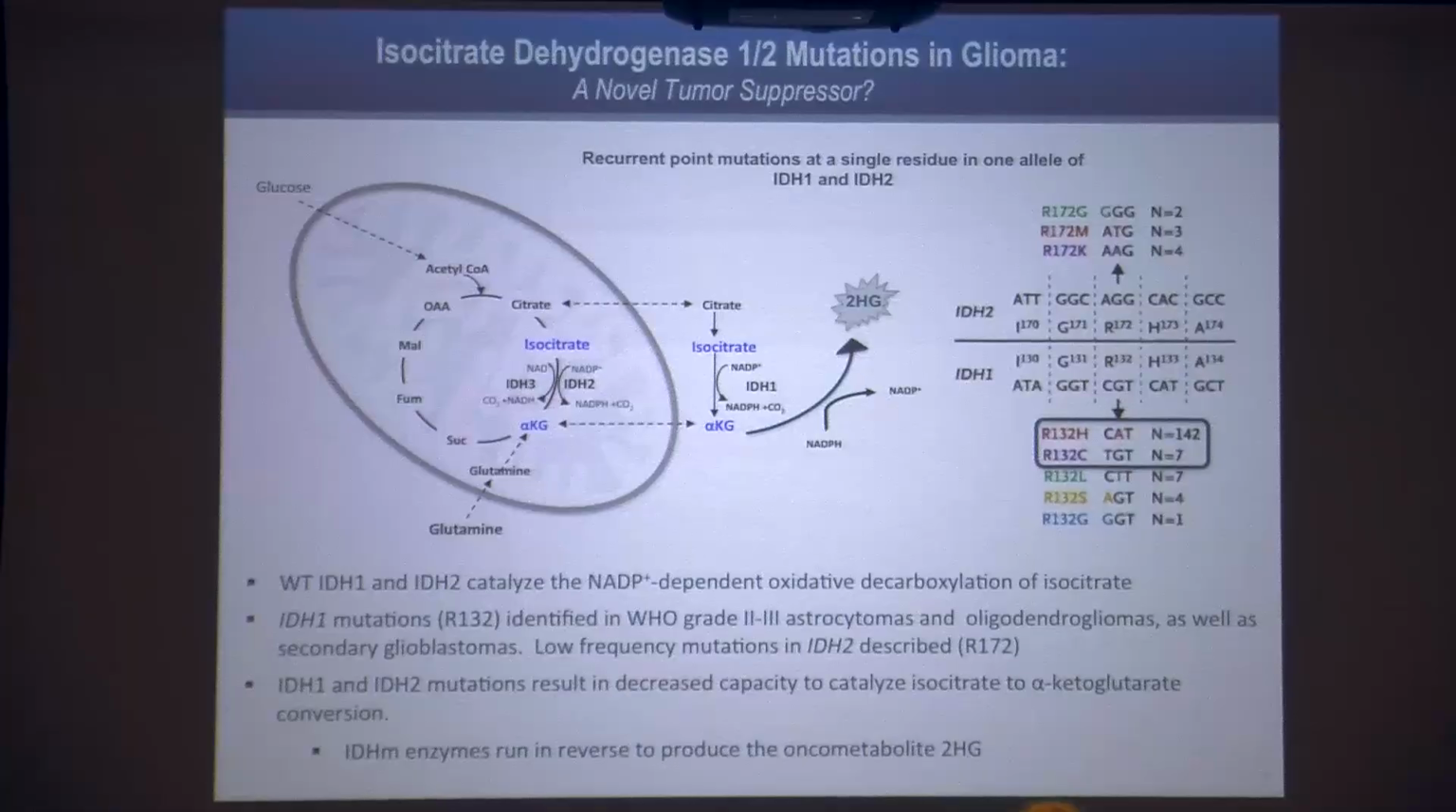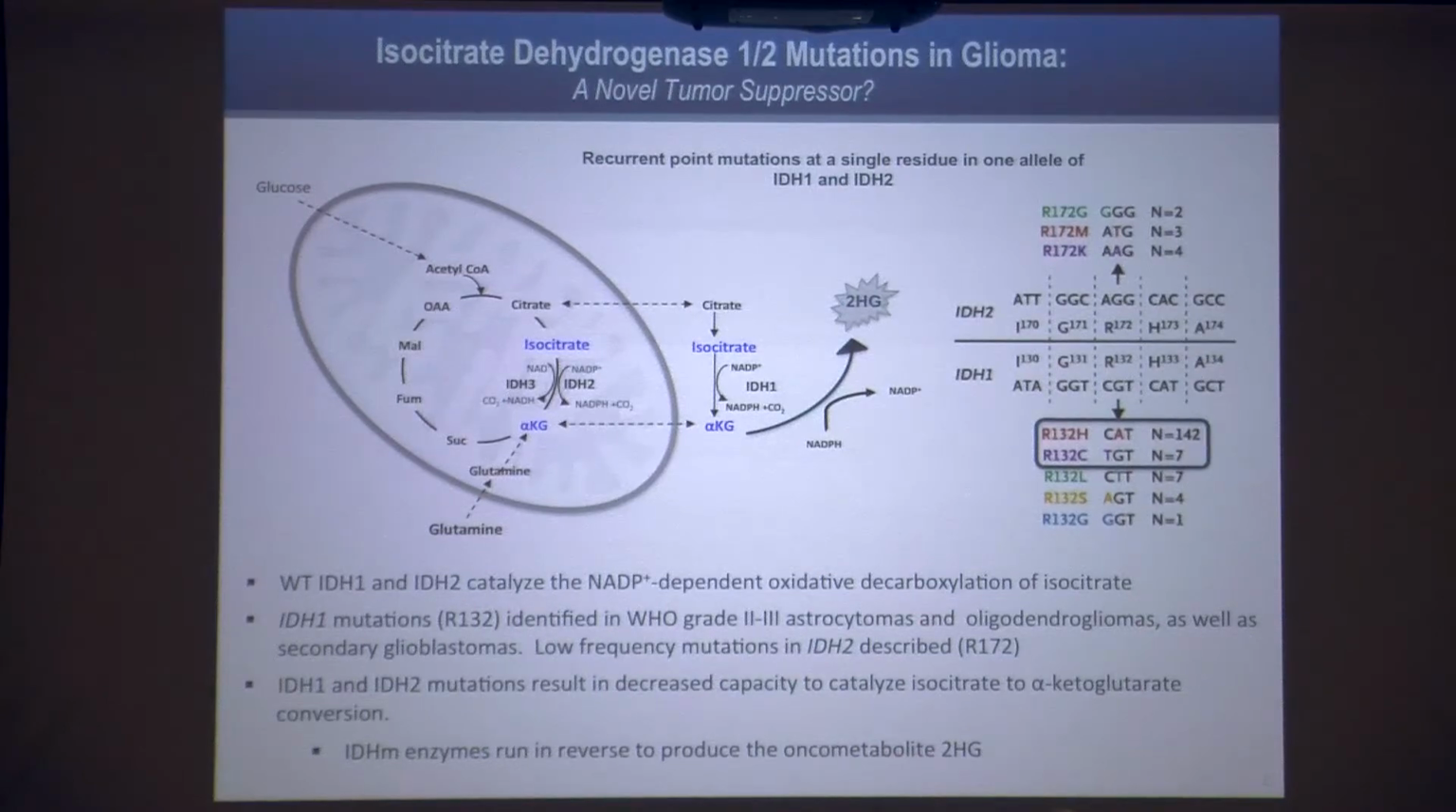The beginning of my talk is a lot of what Matt went through, so I'm going to go through this pretty quickly. But just to remind you, IDH is a metabolic enzyme, and in the normal wild-type setting, it functions to convert isocitrate to alpha-ketoglutarate, which Matt just went through. Back in 2008, mutations were discovered in IDH at the R132 locus in the IDH1 enzyme, and at the analogous R172K locus in IDH2.